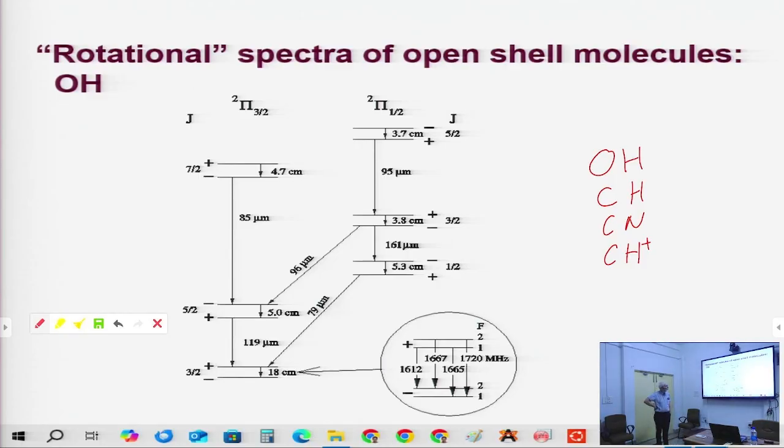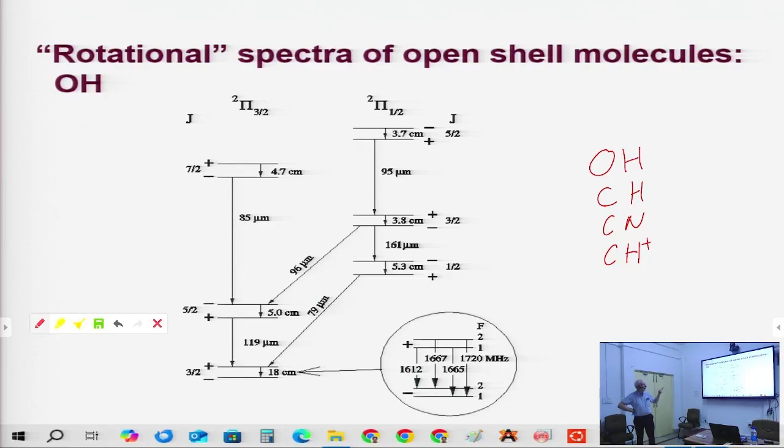But it turns out its rotational spectrum is rather complicated because we've almost entirely concentrated on closed shell species so far. OH is not a closed shell species, and probably this symbol doesn't mean very much to most of you, but I'll go through it in detail when we do electronic spectra. But this is a doublet pi ground state. That means it's got an orbital angular momentum. This means it's got a spin angular momentum.